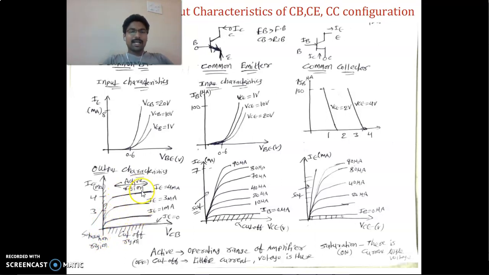And we say that this is the active region, where the actual operation of the amplifier takes place. Now observe here, this is the region of saturation, where the voltage levels are very less but the current is more.